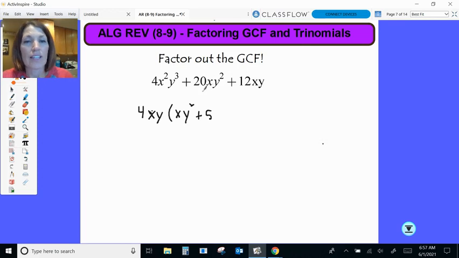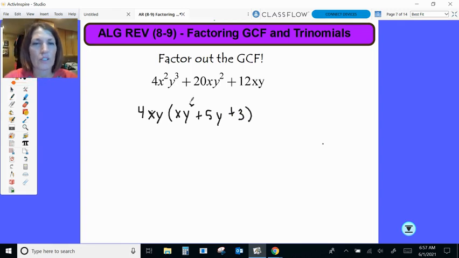And if I take away the x, I'll have no x's left. And if I take away a y, I'll have 1 y left. Plus, and then 12 divided by 4 is 3. If I take away the x and y, I will have nothing left. And that's what I'll have left here. That should be a squared there. Okay. And that's how you factor out your GCF.